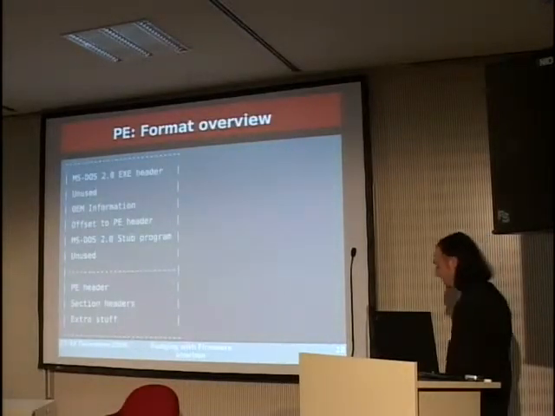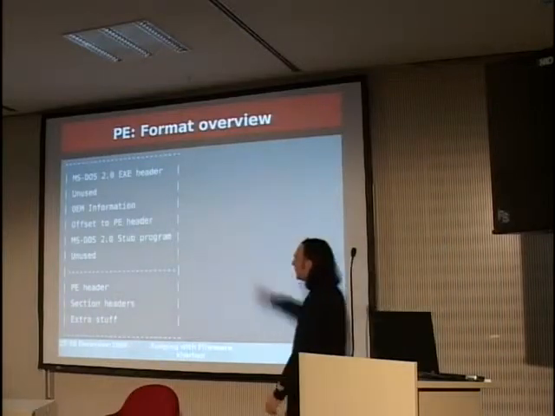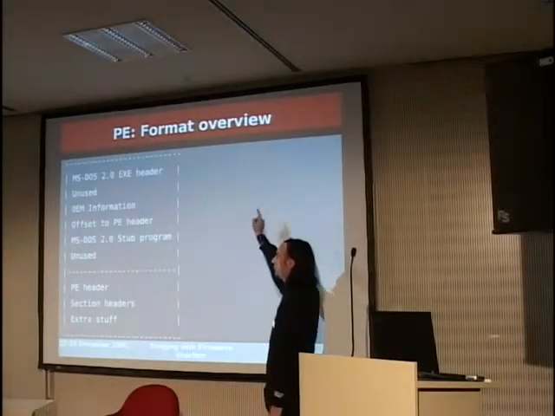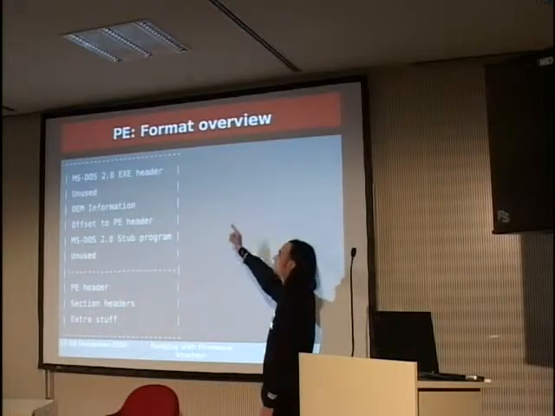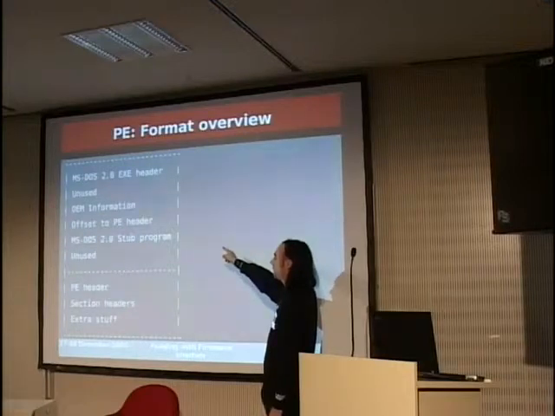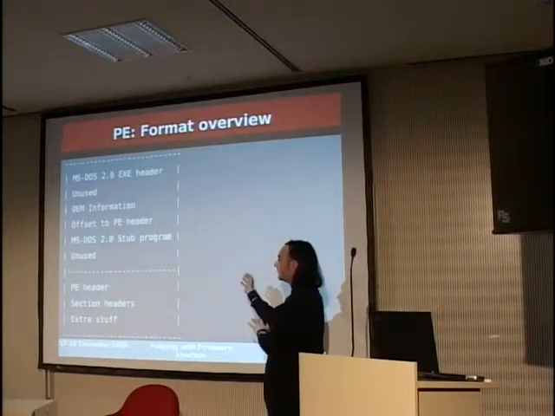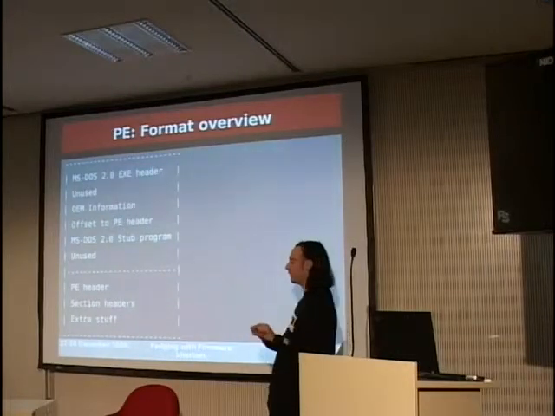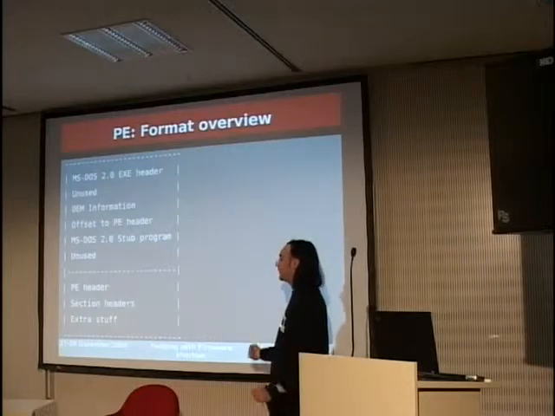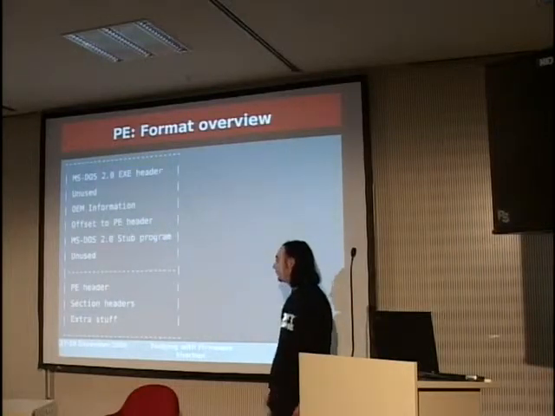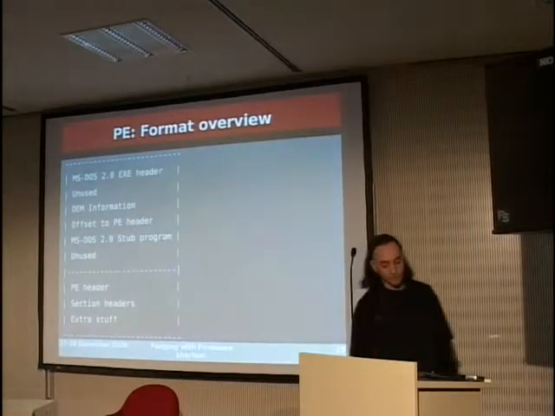So the file format is looking like this. You have first an MS-DOS 2 header, which is nowadays waste, I think. Then you have more waste. You have some information about the vendor. Then you have finally the offset to the actual header. Then you have more waste, a stub program to say this program cannot run. More waste. And finally, what we are looking for, the actual header with the extra stuff.